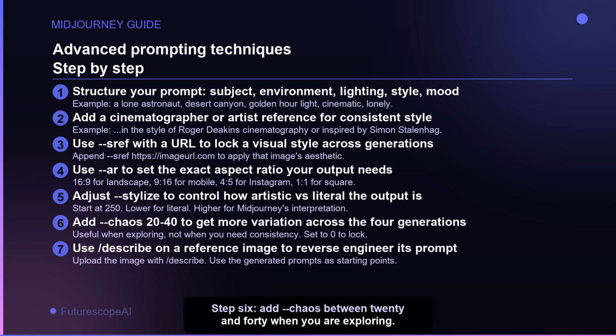Step 6. Add chaos between 20 and 40 when you are exploring. It produces more variety across the 4 generated images. Set it to 0 when you need consistency. Step 7. Use /describe on any reference image you admire to reverse engineer the kind of prompt that produces similar output.